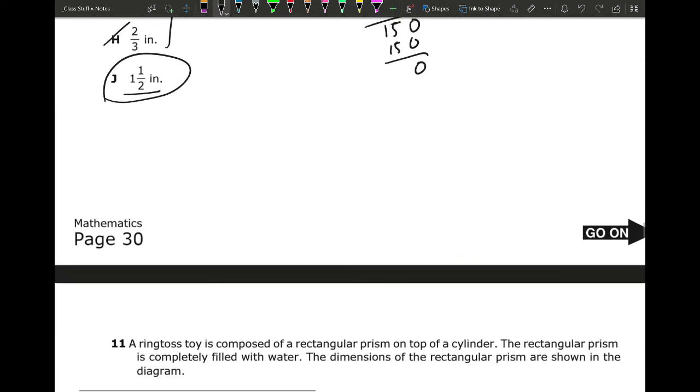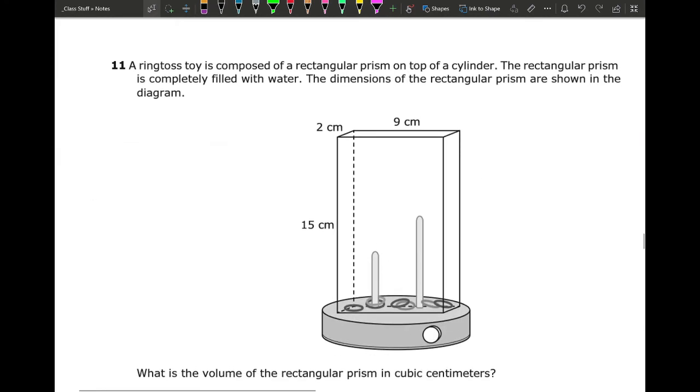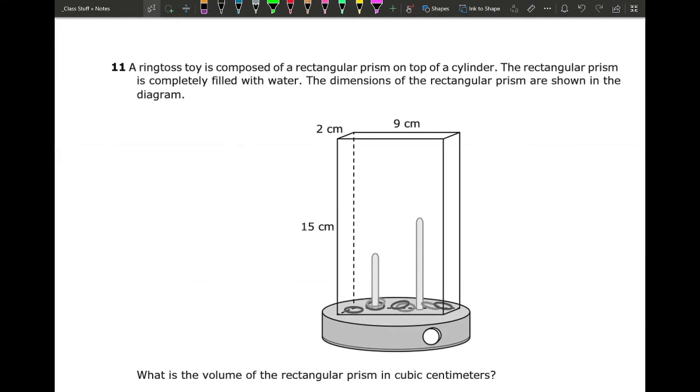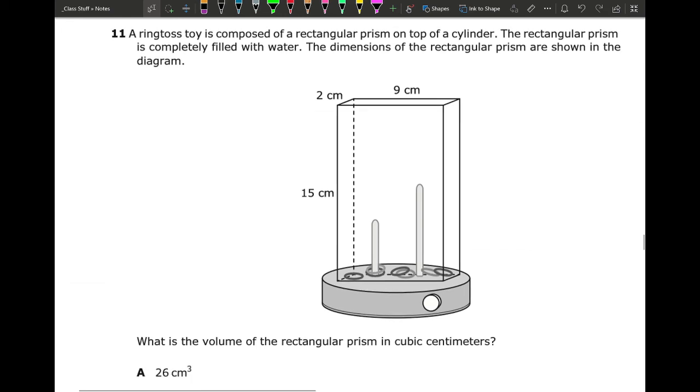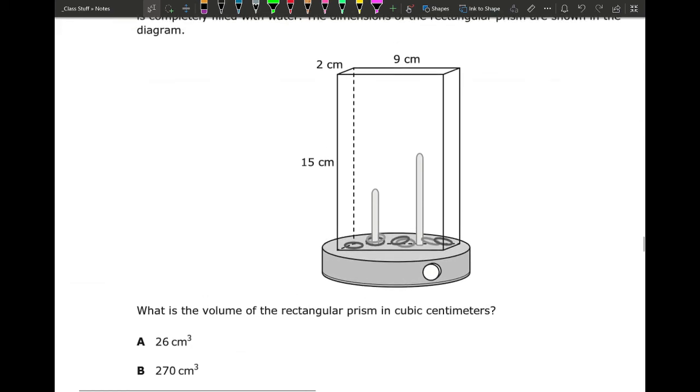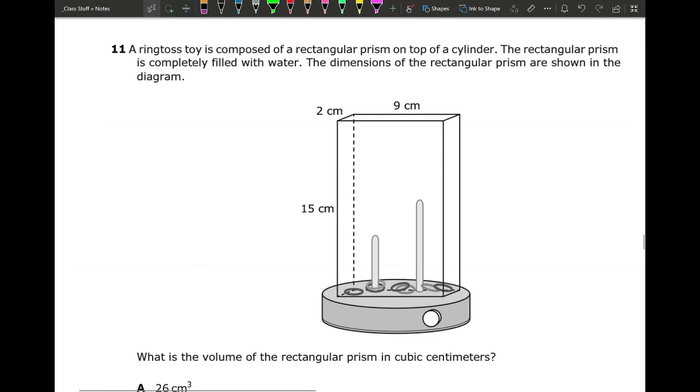Let's see number 11. A ring toss toy is composed of a rectangular prism on top of a cylinder. The rectangular prism is completely filled with water. The dimensions of the rectangular prism are shown in the diagram. Which is the volume of the rectangular prism in cubic centimeters?